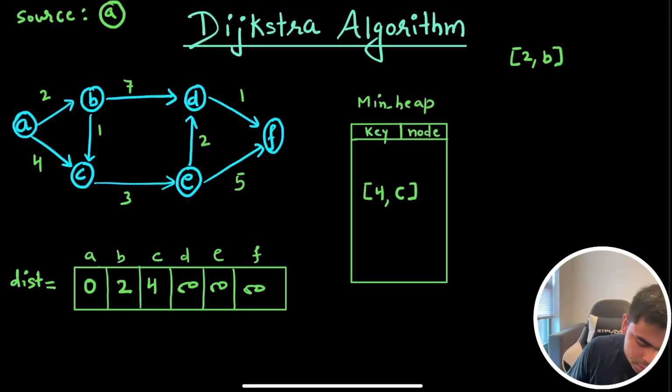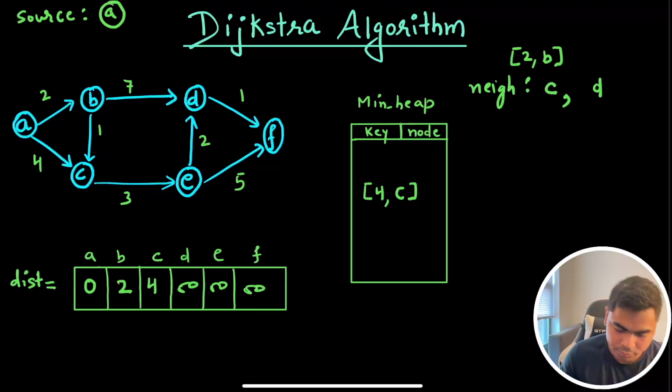What are the neighboring nodes of B? I'm going to just write them here. All the neighboring nodes of B are C and then D. Now C already has a distance because it was directly reachable from A. But the point here is we are performing the relaxation right here.